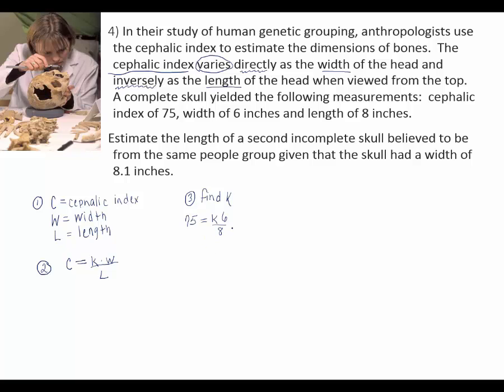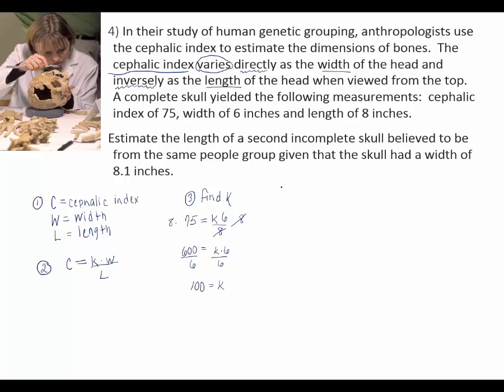In order to solve this equation, first thing I'm going to do on both sides is multiply by 8. On the left-hand side, 8 times 75 is 600. On the right-hand side, the 8's cancel. So I have K times 6. So to continue solving, I'll divide both sides by 6. And this gives K is equal to 100.